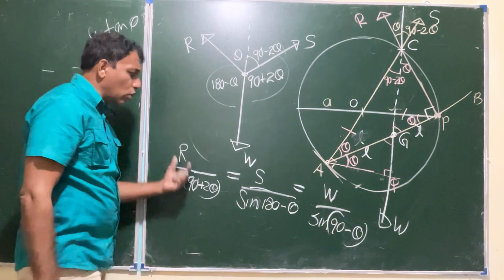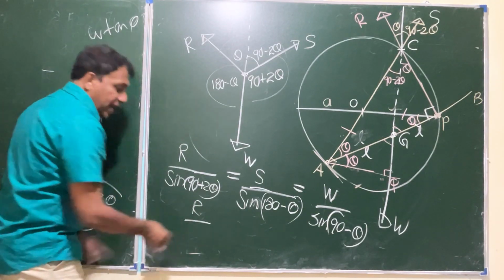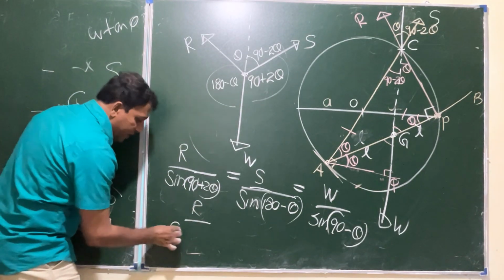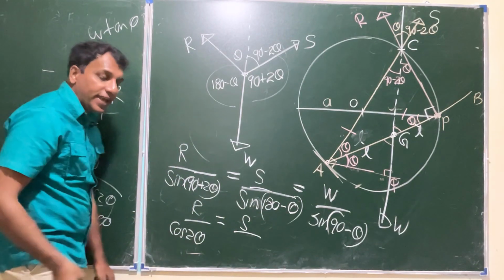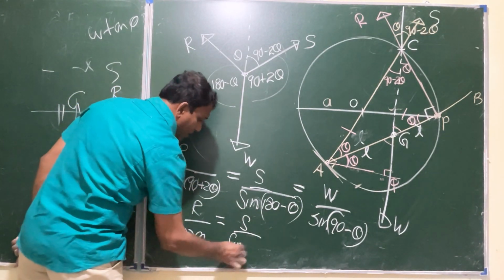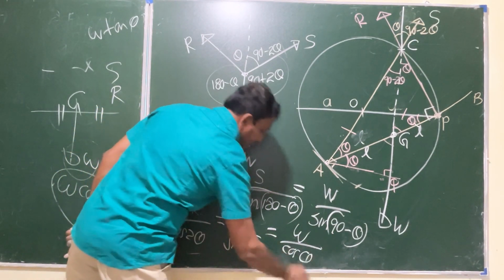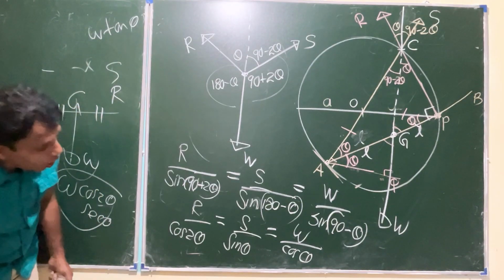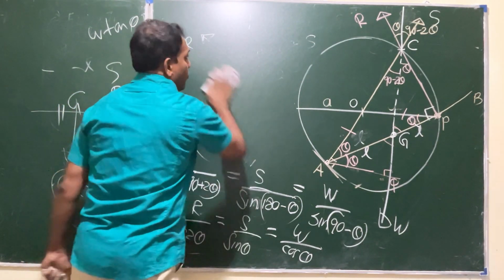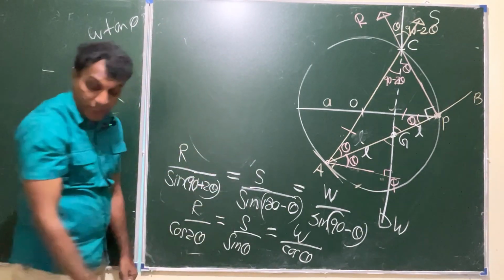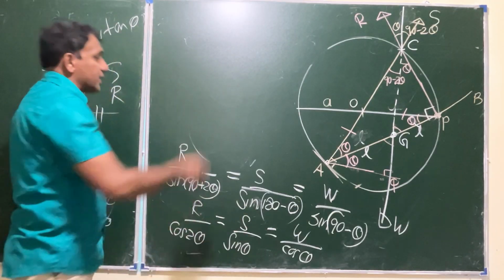Now we can simplify, so all are equal to each other. Some trigonometric identities. R over sine 90 plus 2 theta, that is cos 2 theta, right? Cos 2 theta. S over sine 180 minus theta, that is sine theta, is equal to W over cos theta, okay, sine 90 minus theta, trigonometry, okay. Now you can find what the question says. Find the answers, so forces, reactions at the point of contact. Therefore, take the first and the last.